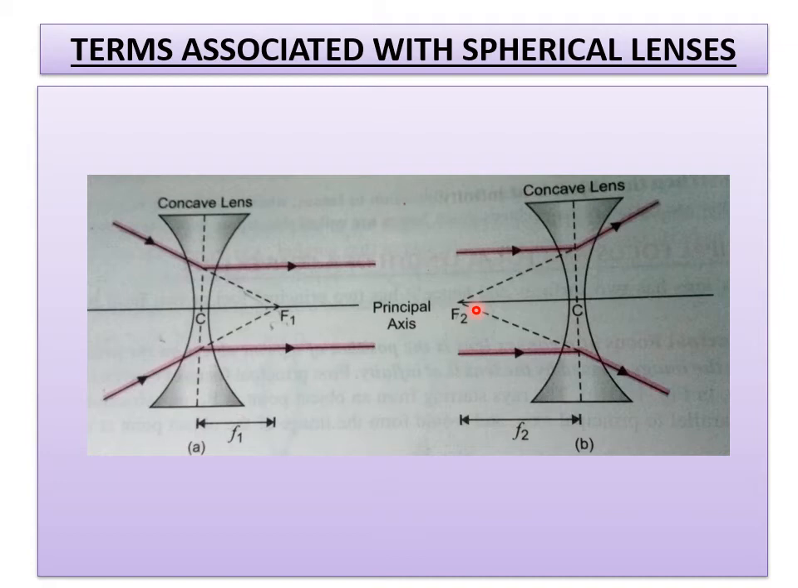Rays from an object at infinity. When you consider rays from an object at infinity, we have to go with parallel rays, as in mirrors also. We have learned that only. So rays from an object at infinity fall on the concave surface of this lens in a direction parallel to the principal axis. What is shown here, these two are the rays. On refraction through the concave lens, what is happening? They diverge. They are getting diverged.